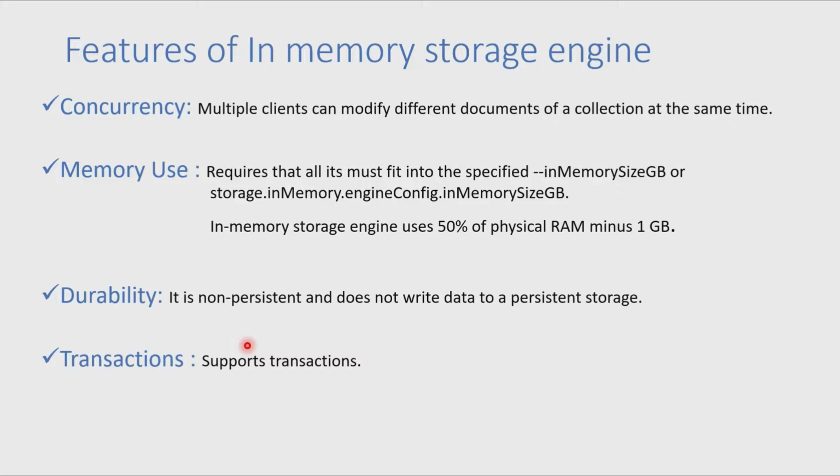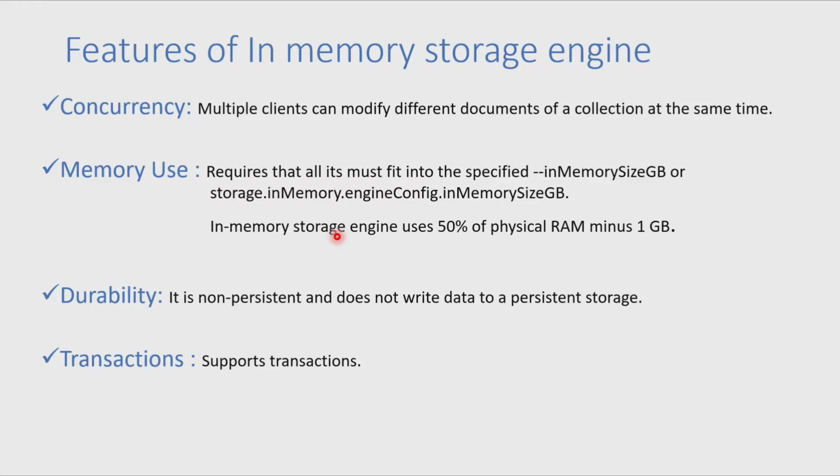This slide is talking about the in-memory storage engine features. First is the concurrency. So there's nothing new. Multiple clients can modify different documents at one particular point of time. Memory usage, this is really great. So what it does, it requires that all data must fit into the specified in-memory size GB. So the in-memory storage engine uses 50% of the RAM minus 1.